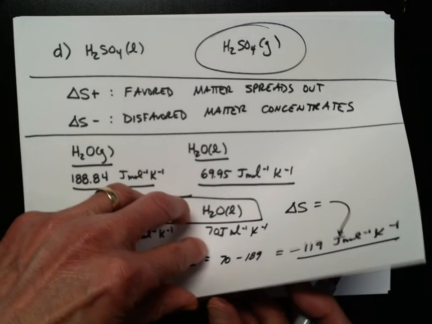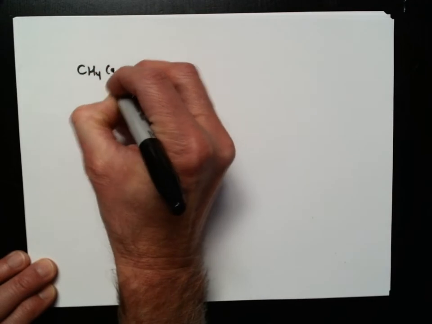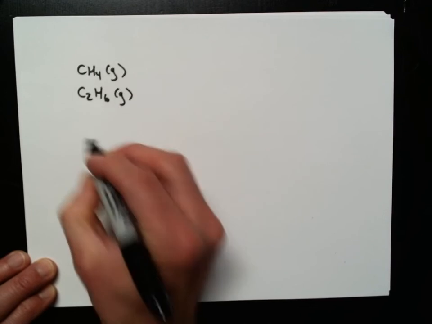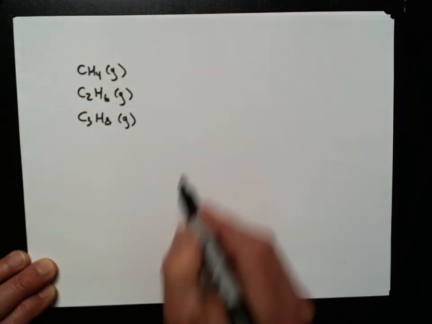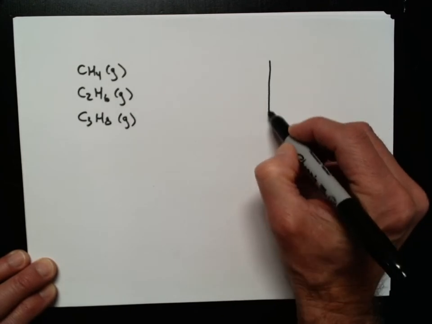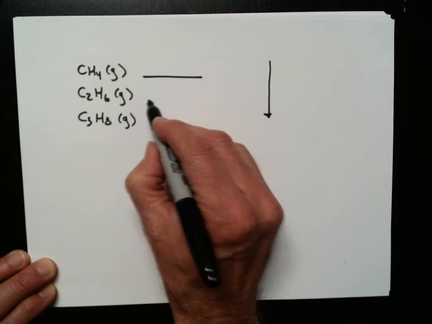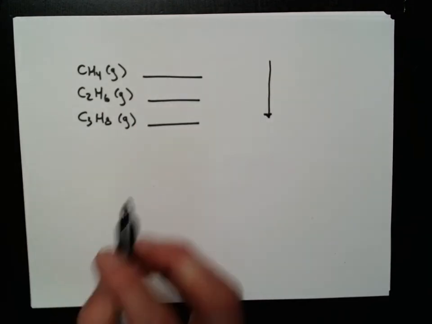Now let's compare the entropies of these particular substances. Let's see, gaseous methane, gaseous ethane, and gaseous propane. Should the entropies increase as we go this way or decrease as we go this way from methane to ethane to propane? Let's look up the values.